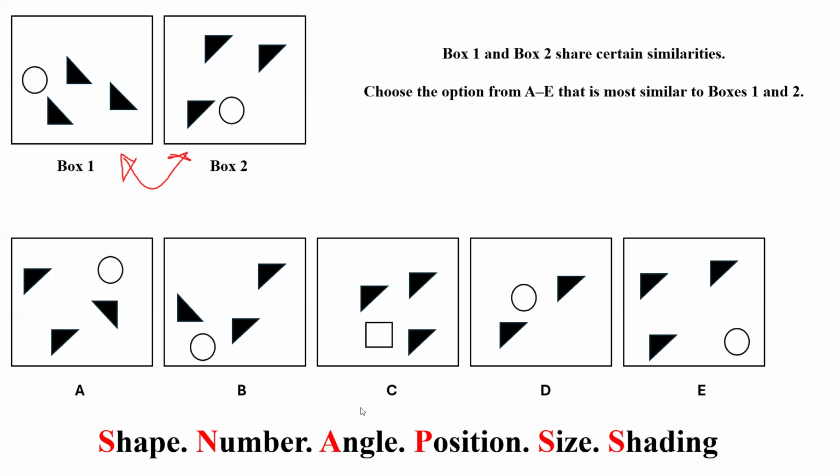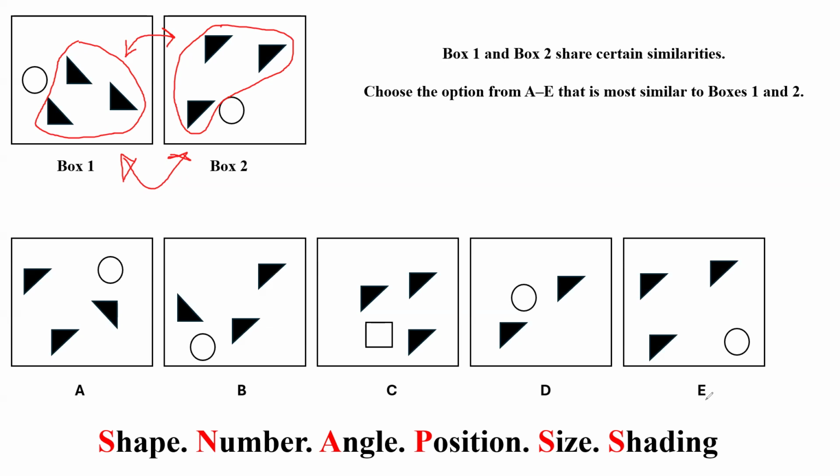But yes, you're right. If we look at the angles of all of the triangles in box 1, they are all at the same angle. We've got that right angle in the bottom left. And if we look at the triangles in box 2, they are also at the same angle. They have a right angle in the top left. So even though the triangles are not at the same angle between box 1 and box 2, they're still similar because they both include triangles that all have the same rotation.